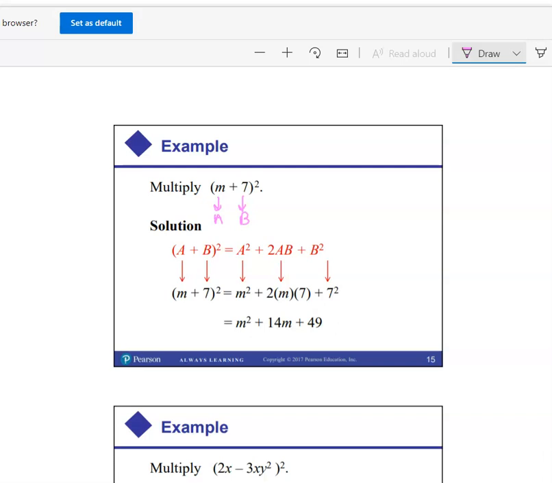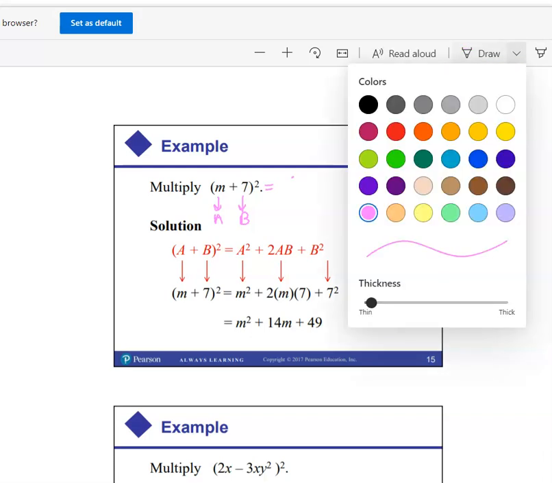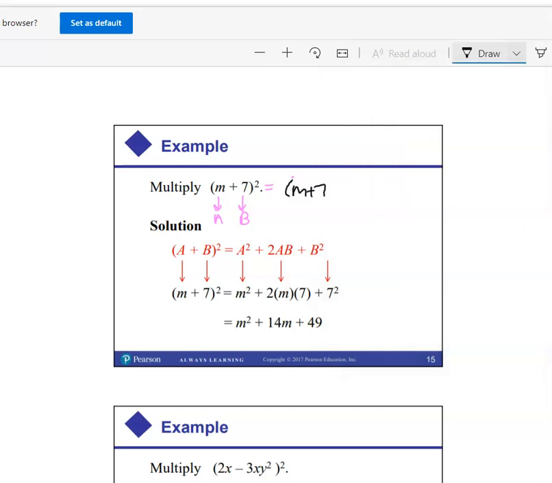And so they're saying, well, just take a squared. So in our example, a is m, so m squared plus 2, and then multiply a times b together, which our a is m and our b is 7, so m times 7, and then b squared is 7 squared, because b is 7, and then simplify that, okay? You could also just think about the fact that this is just m plus 7 times m plus 7, when we're squaring something.